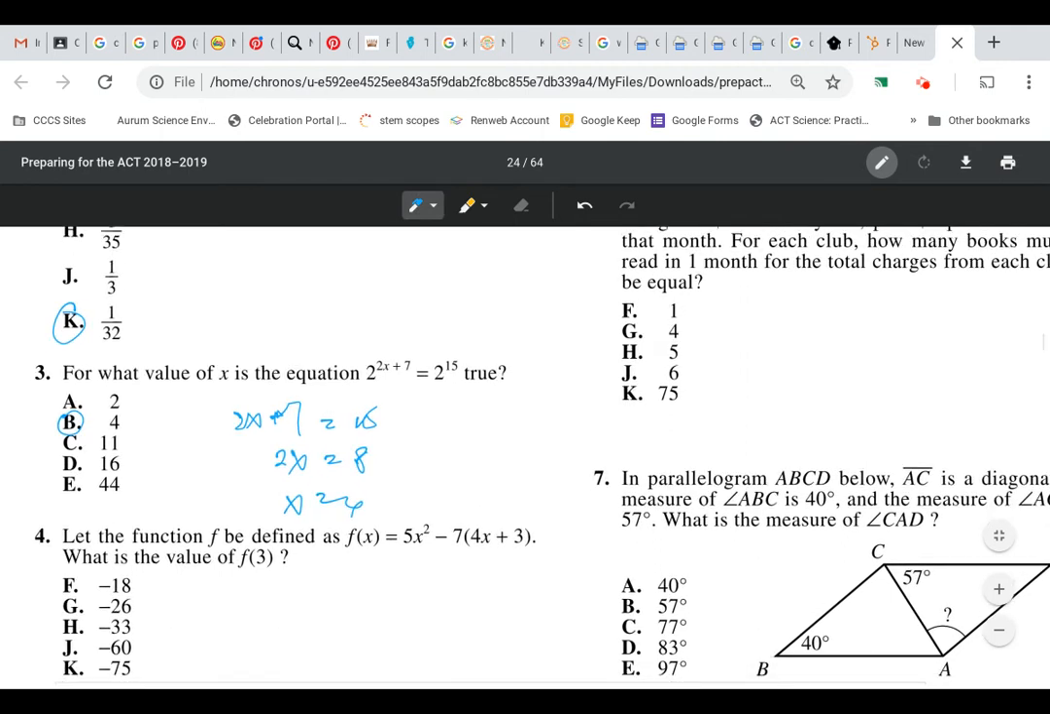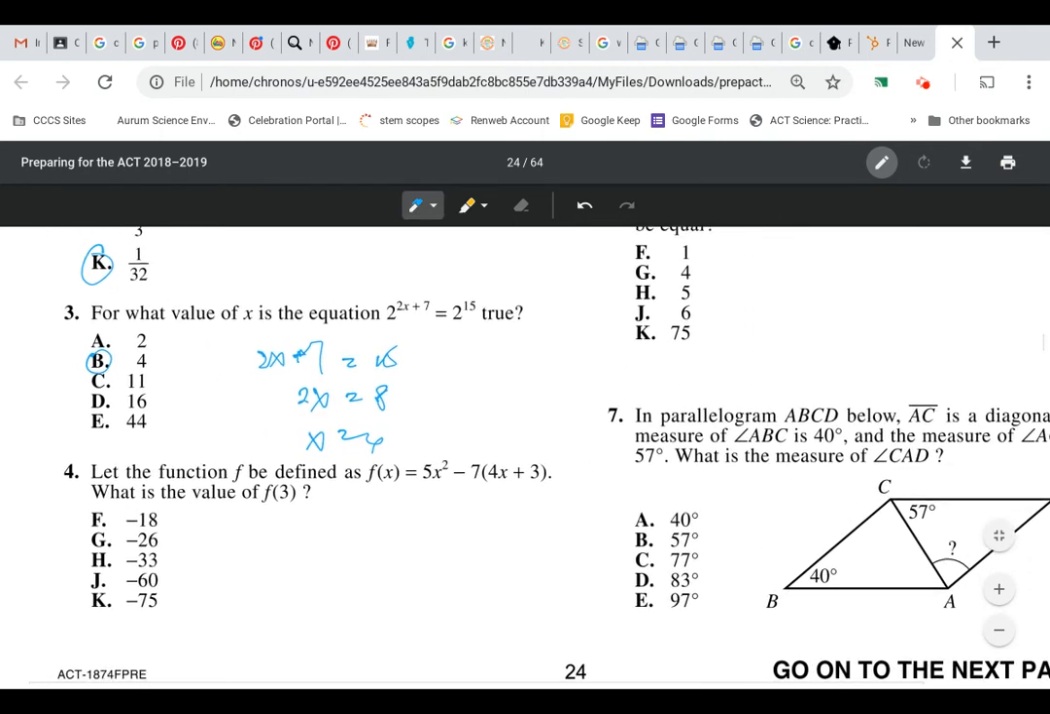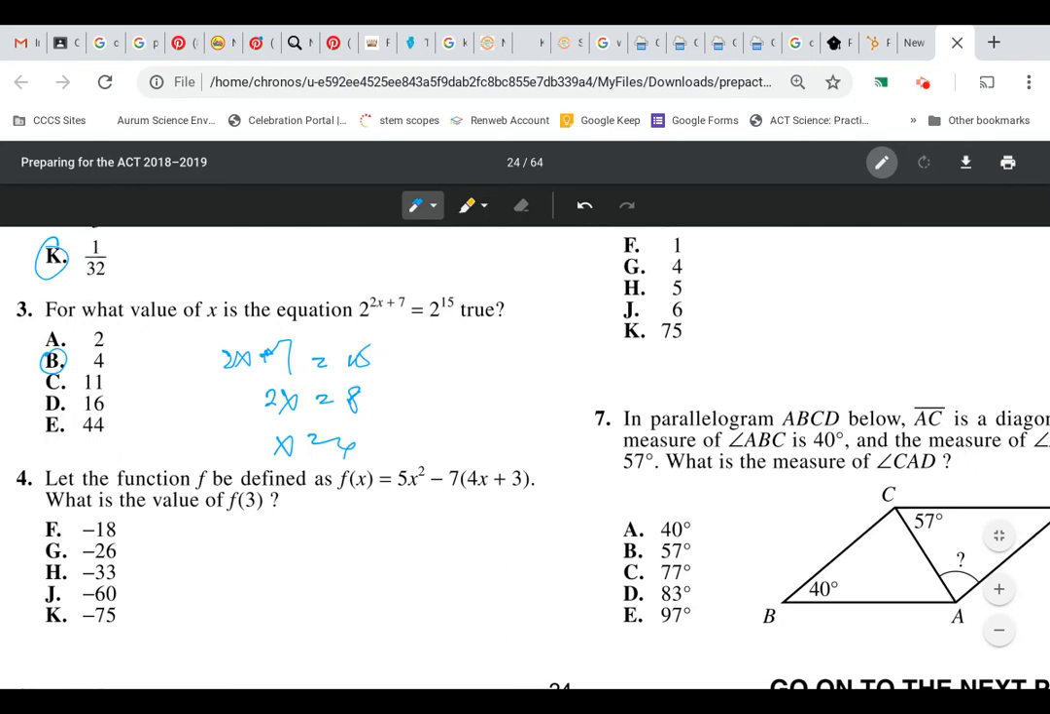Number 4. Okay. Let the function f be defined as f(x) equals 5x squared minus 74x plus 3. What is the value of f(3)? So every time you see something like this, function f(x) is equivalent to y, right? And then here, x is replaced by 3. Every time you see a question like that, just plug in the number. Replace the x with 3.